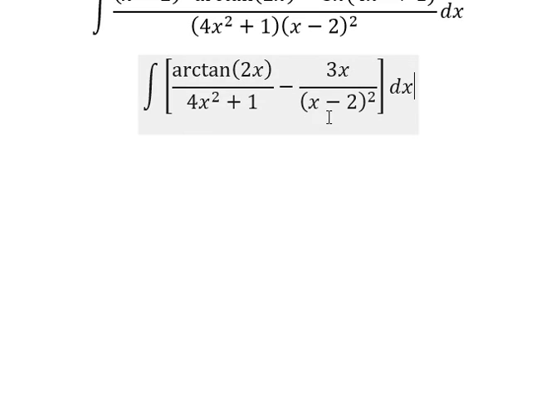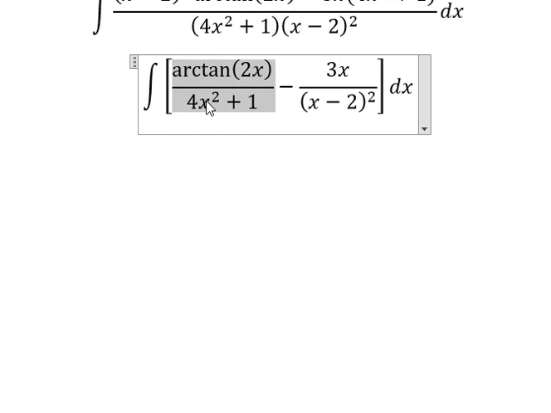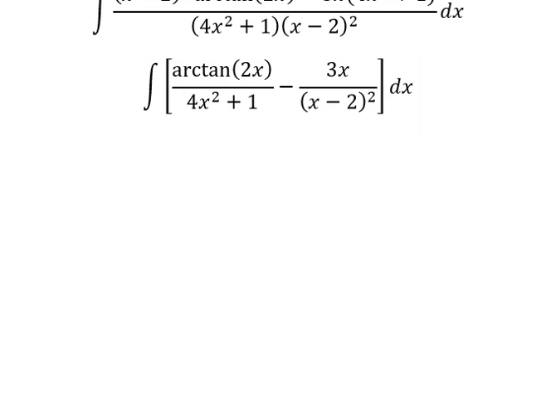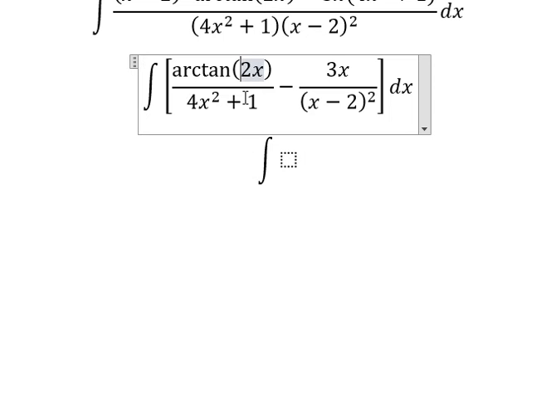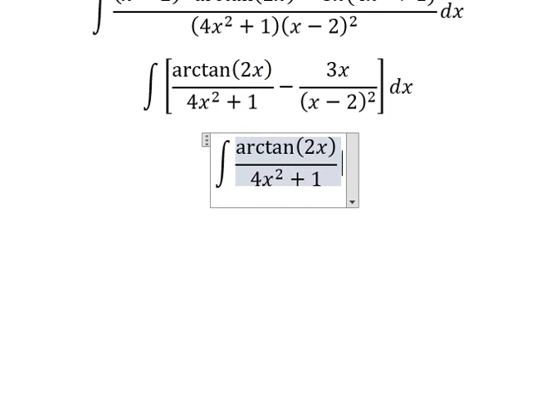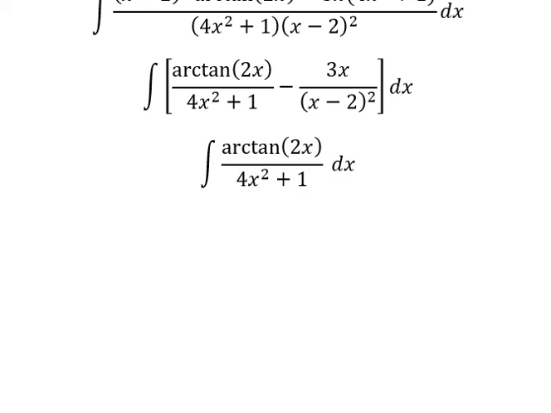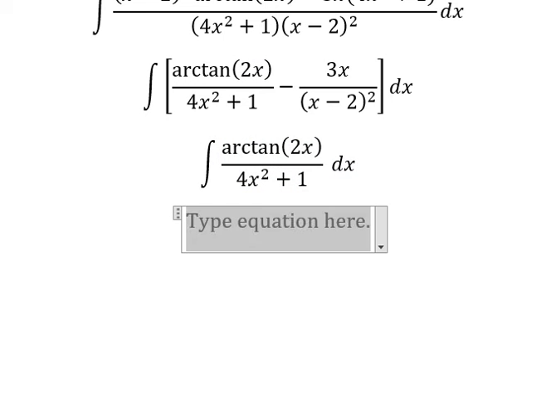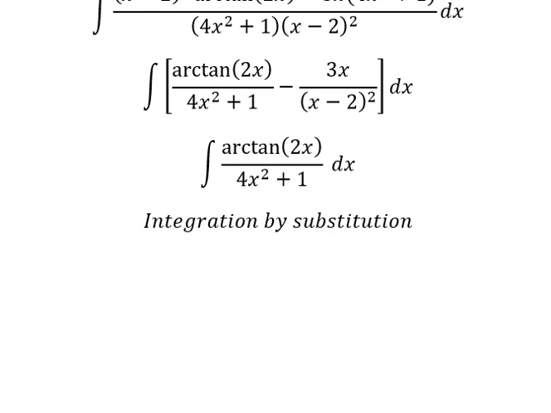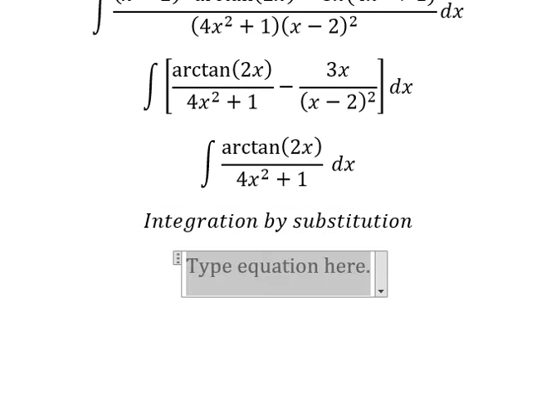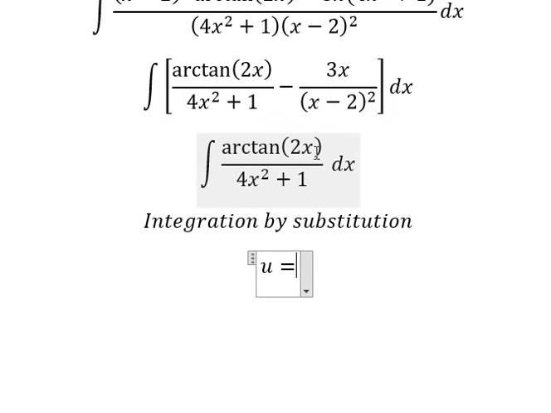Next, I will concentrate on this one first. So we can use integration by substitution. So I will put u equals to this one.